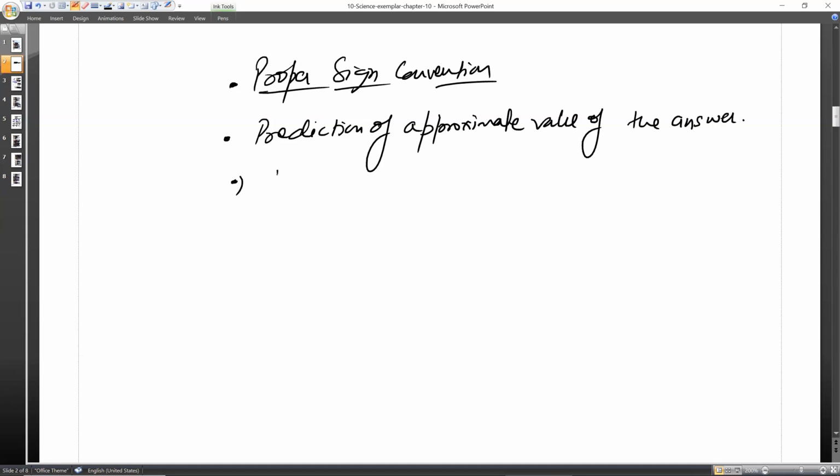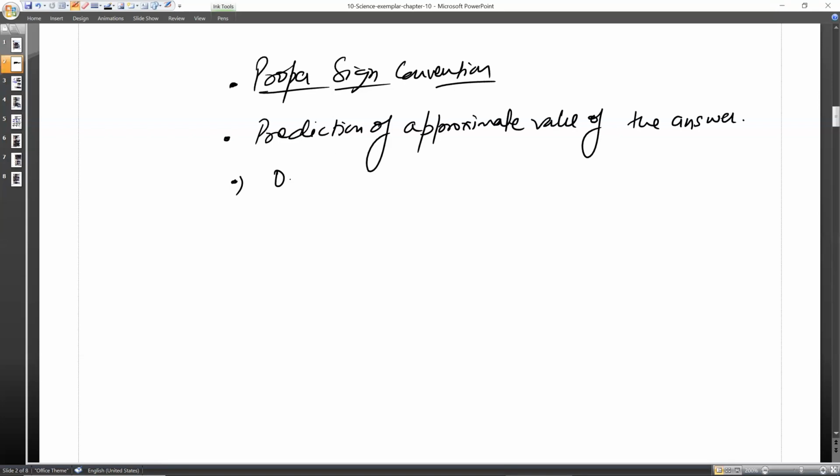Third is orally, without solving, predicting the approximate answer of the question that is being given to you. Means we should predict what the approximate answer of this question is. For example, when some values are given to you, it must be predicted that this approximate answer you are going to get.